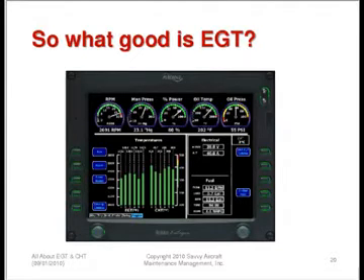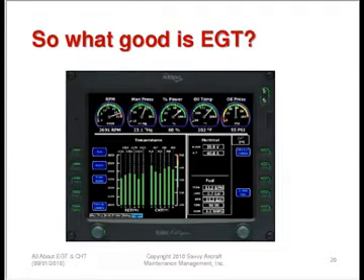So if EGT is not a real number, and limiting EGT is not a rational thing to do, then what good is EGT? By the way, here's an example of an engine. These are the EGTs, and you can see they're definitely not at all a flat top, but this engine happens to be almost perfectly balanced and is running very, very well. Anyway, what's the use of EGT if EGT is not a real number, and if limiting EGT is not something that we want to do?